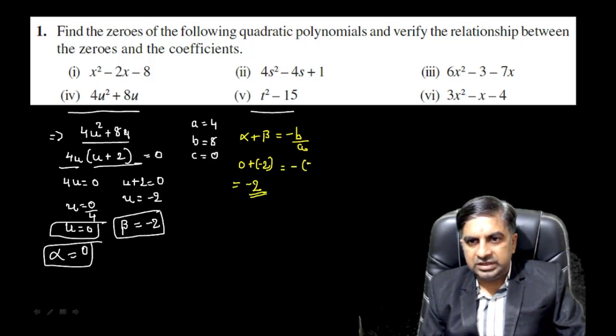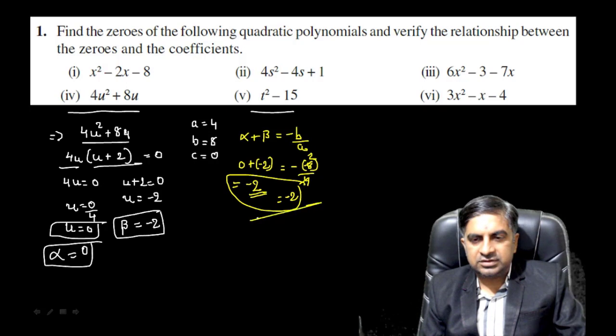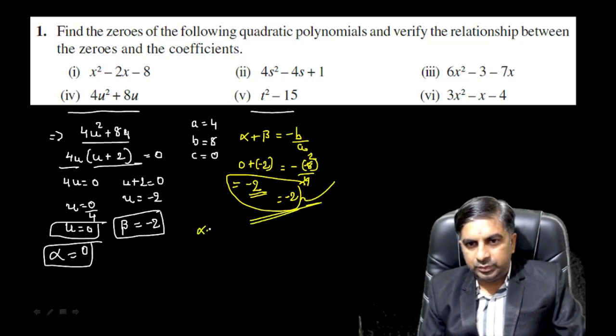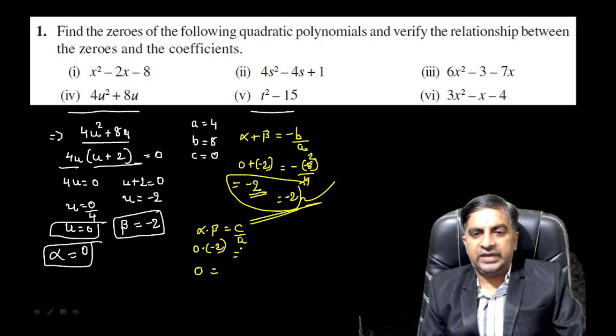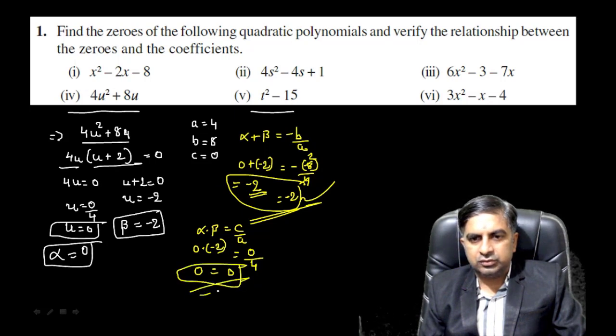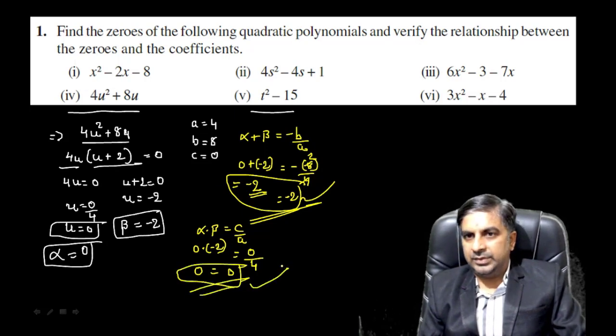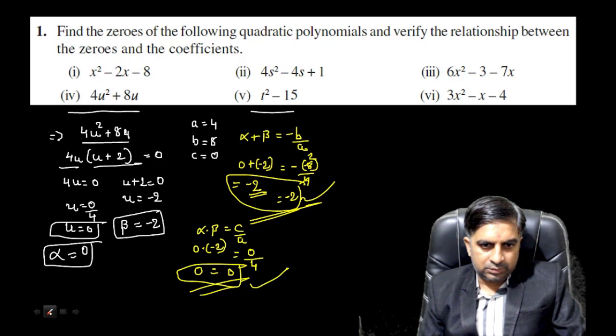Minus, now b is 8. A is 4. 4 1s are 4, 4 2s are 8, and the negative sign is there. So you can see directly, same answer. Now alpha into beta equals c by a. So directly alpha is 0 and beta is minus 2. 0 multiplied with anything, you will get 0. And here your c is 0. 0 divided by a, which is 4. 0 upon anything equals 0. So here also you are getting the same answer. Simple guys. Okay.